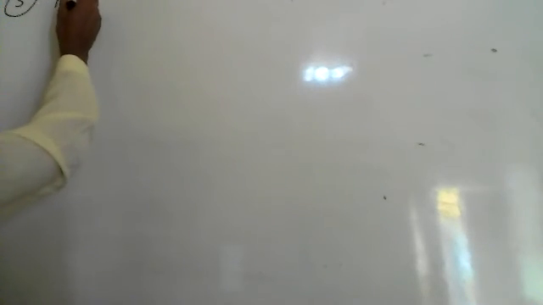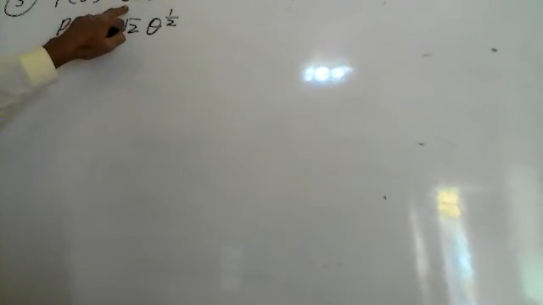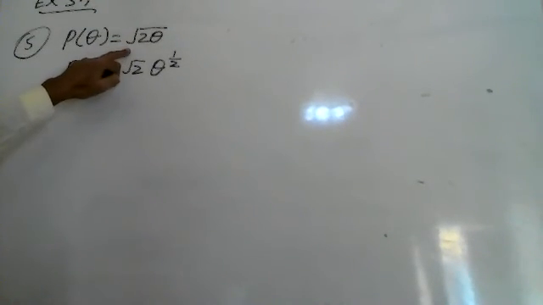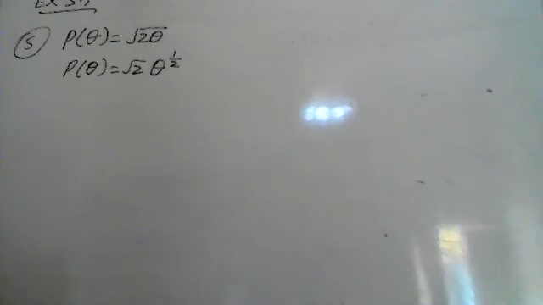Question number 5. P of theta is under root 2 theta. Both are in the under root. How to find? If we simplify, this is under root 2 and theta raised to power 1 over 2. Because we are not taking the derivative of under root 2, this is a constant and will remain as it is. The theta can be differentiated, therefore it is theta raised to power 1 over 2.